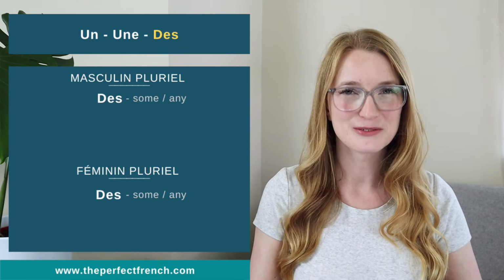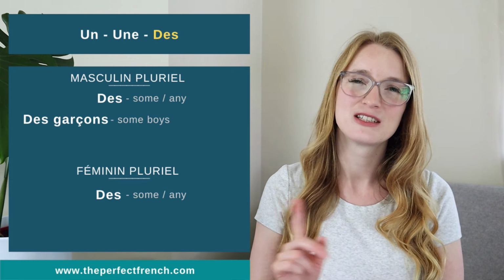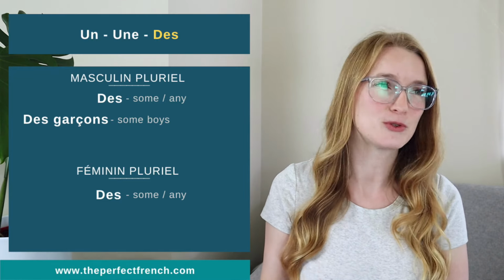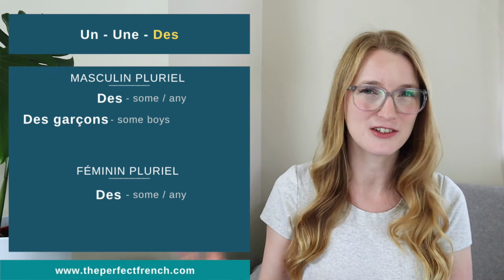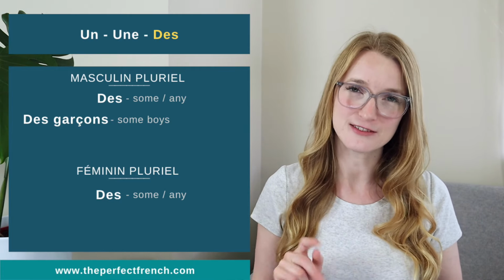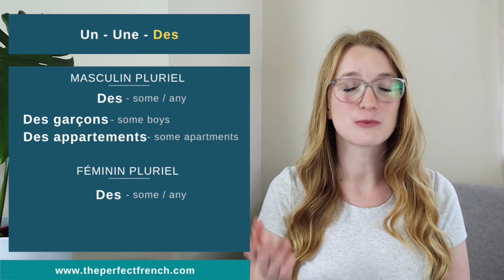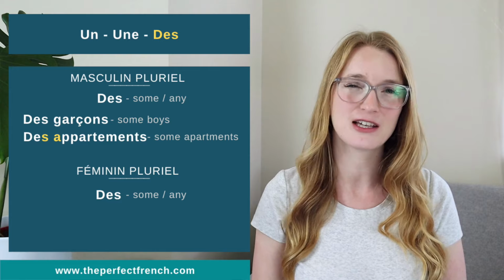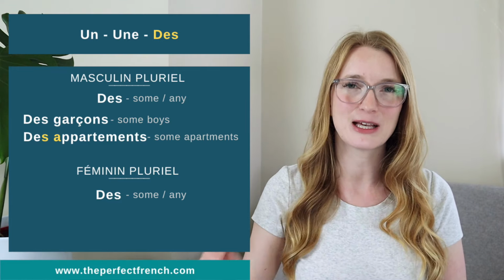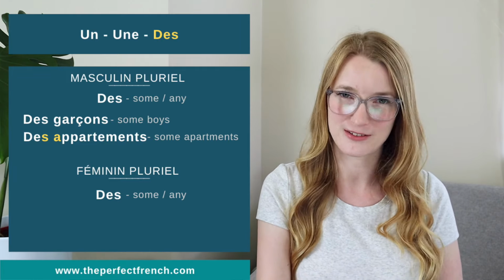So let's go back to plural. We have des garçons, some boys. I told you, sometimes I added the article in English when it doesn't really look good, but I still added it just to make sure that it was very clear. Or we have des appartements. We have the exact same thing as un appartement. We also have a liaison here. Des appartements. If you want to know more about all that, you can go back to my pronunciation course.